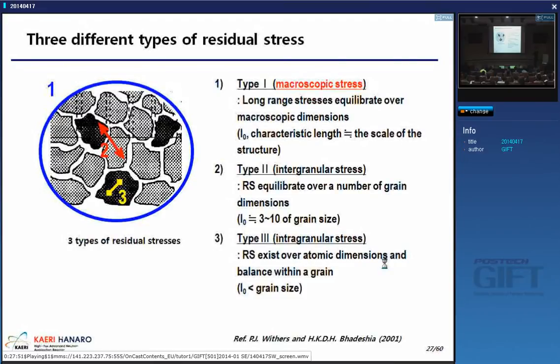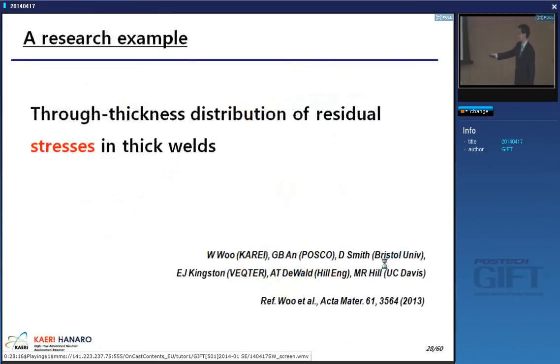Some people study, like me, macroscopic stress. Some people study how the stress distribution differs inside one grain using a microbeam, a very small beam size. The neutron beam size is about one millimeter, so millimeter scale. But using a small beam size, you can see what's happening in one grain. So that is one example of stress measurement.